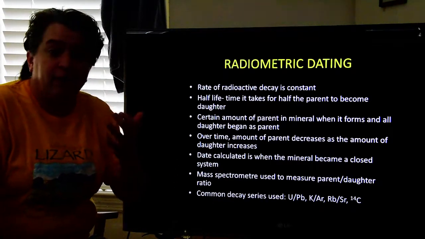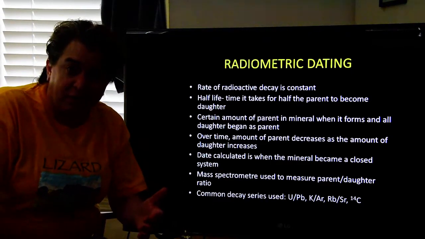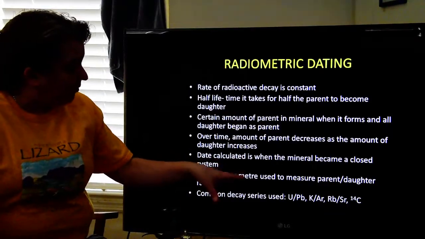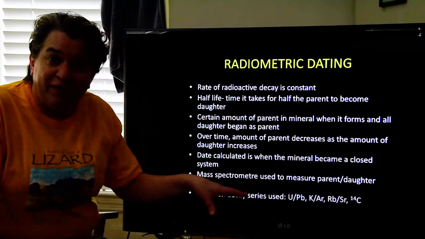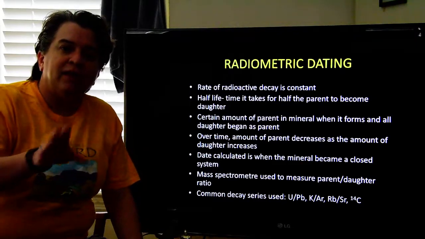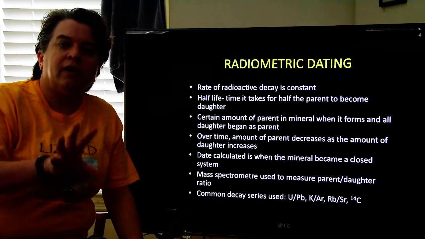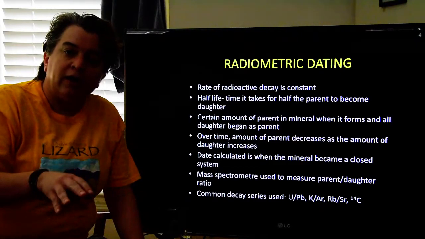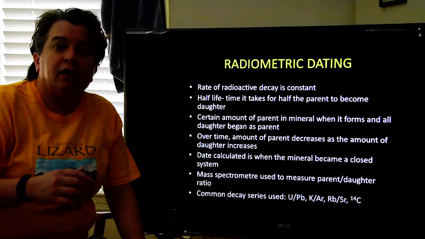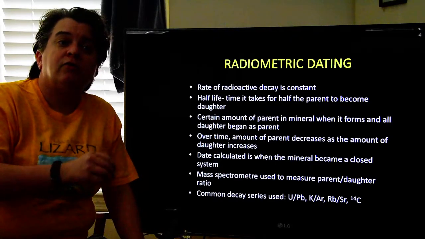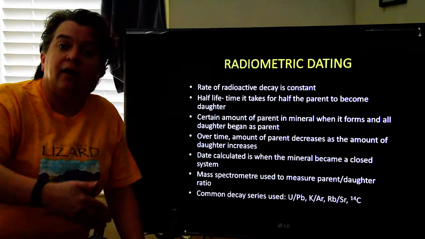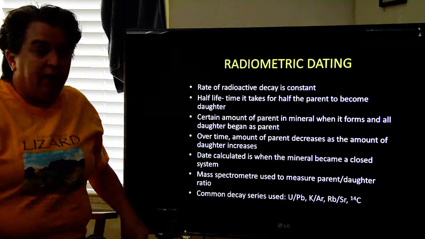Now, of course, we don't have mass spectrometers in our houses, so you are not going to be using one to figure out radiometric dates, but in the lab, we will calculate a few numerical ages, but like I said, I'm going to film a little short video to help you out in how to do that.